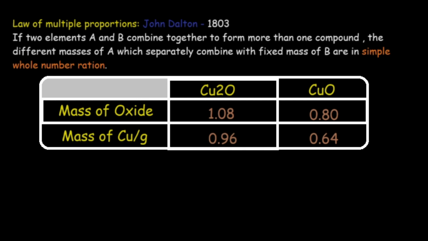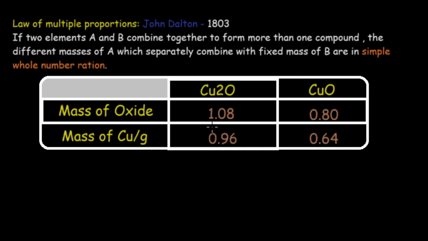In this video we will be looking at the law of multiple proportions. The law of multiple proportions was discovered by John Dalton in the year 1803. The law states that if two elements A and B combine to form more than one compound, the different masses of A that separately combine with a fixed mass of B are in simple whole number ratio.